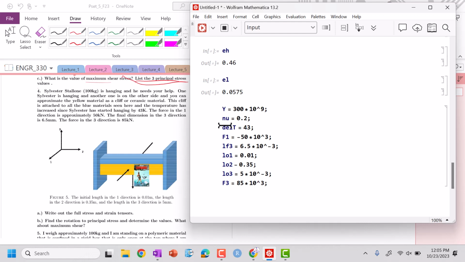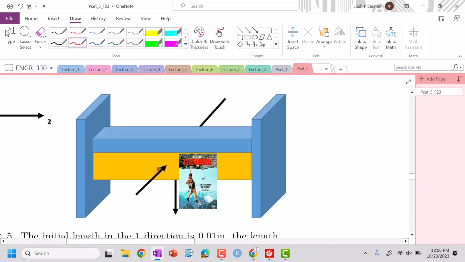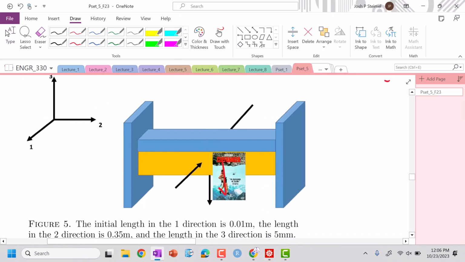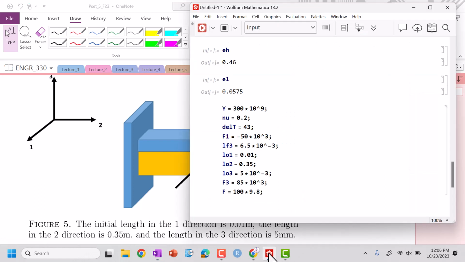Excellent. So, write out the full stress and strain tensors. Also, Stallone is 100 kilograms. When we look at this problem, he is hanging here, so we have basically a mass, and you can treat this as a shear stress on the edge here. Our force is equal to mass, which is 100, times gravity, which is 9.8. The normal would be in the 1 direction, and we're pointing down in the negative 3 direction, so it's going to be minus this, and this is our F in the 1, 3.